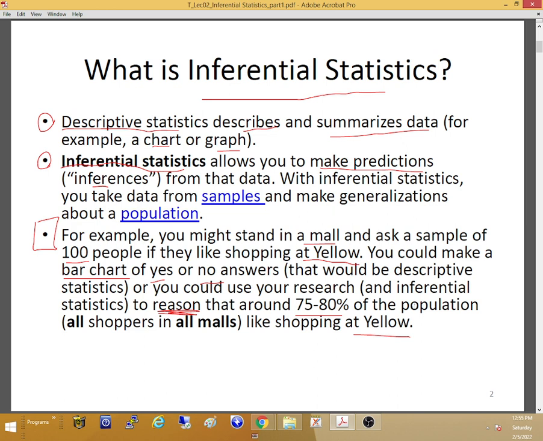You just collect the sample of 100 people and you infer it for all the people of the mall. And you can also test whether this hypothesis is right or wrong. Okay, that's the inferential statistics.